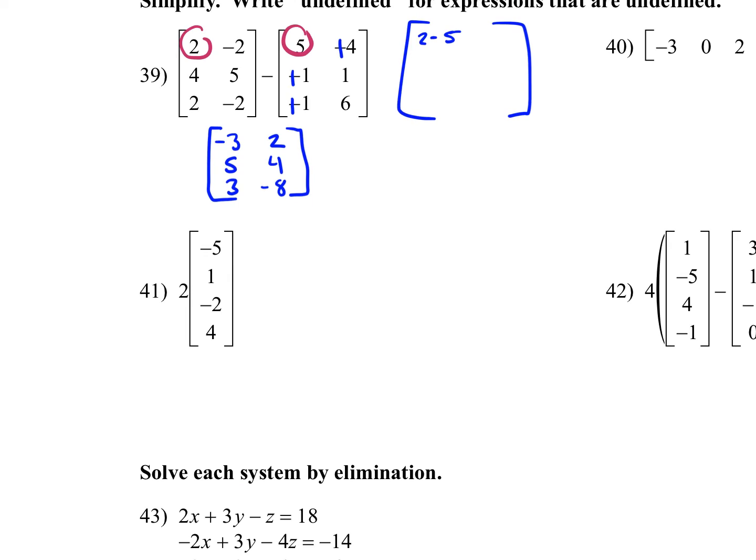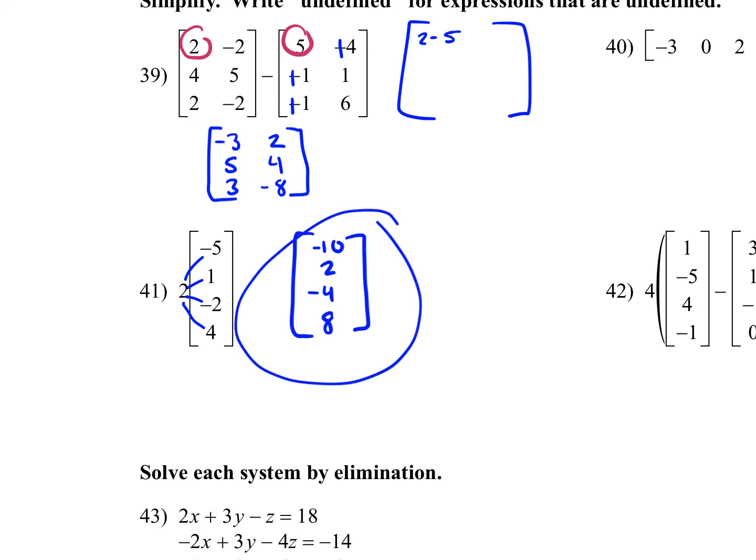All right, 41. We're multiplying, so just multiply 2 to everything here. So what's negative 5 times 2? Negative 10. 2 times 1? 2 times negative 2? And 2 times 4? Perfect. Any questions here?